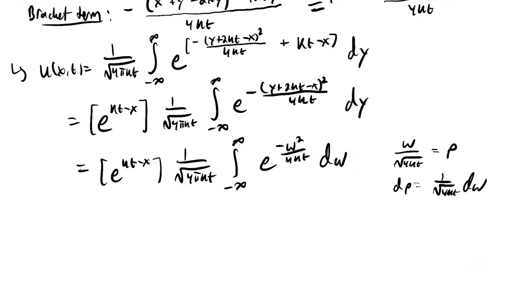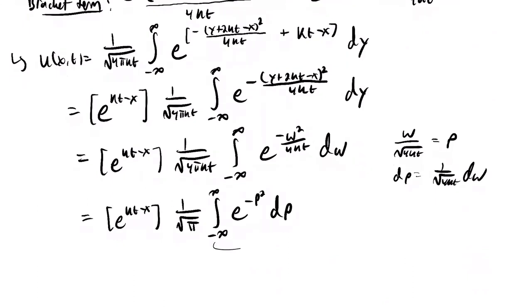Again, this constant factor outside the integral will be absorbed when I make this change of variables. And so this ends up being e to the kt minus x times, well, I'm still left with 1 over square root of pi, integral from minus infinity to infinity of e to the minus p squared dp. And this is just the Gaussian integral that we know the value of, from homework 1.